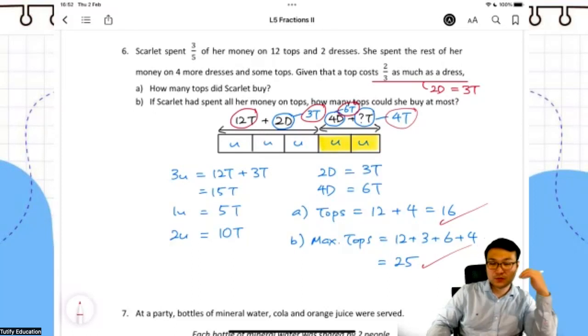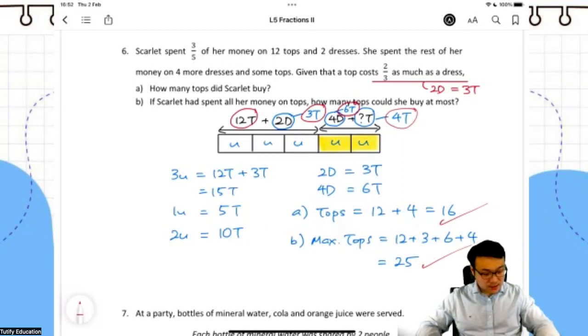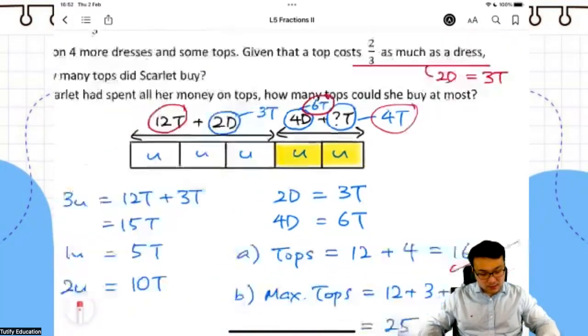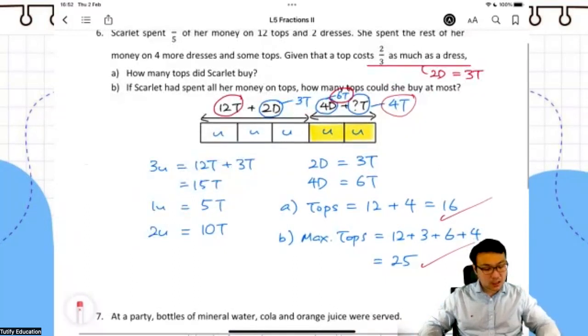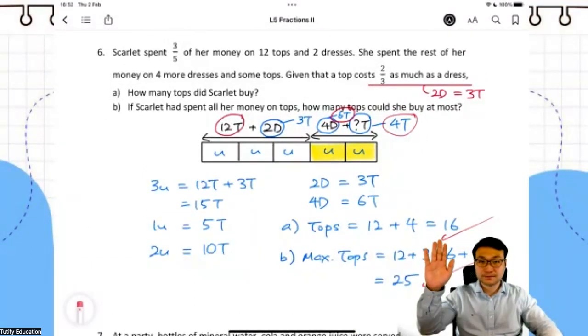Now, students, you just have to be very careful. When you do your conversion, you convert the dresses into tops. It helps to write it down because you can't be remembering everything, right? So if you have converted 2 dresses into 3 tops, I'm writing it down over here so that I can remember. I make use of the model a lot. Anyone has any questions? Raise your hand.